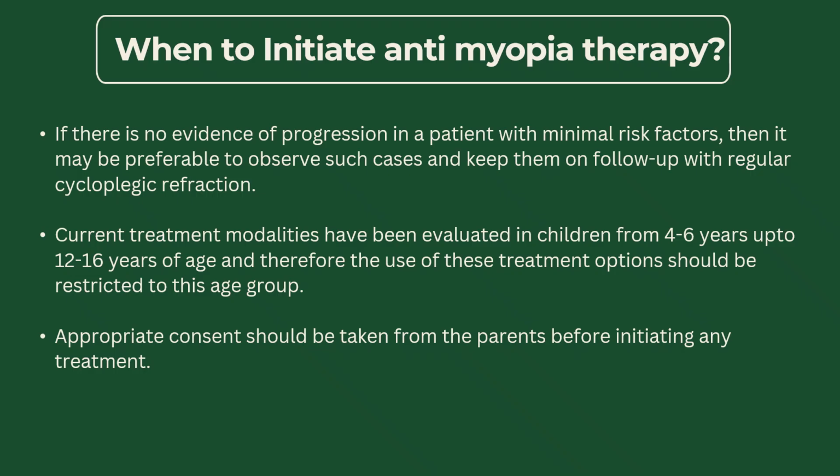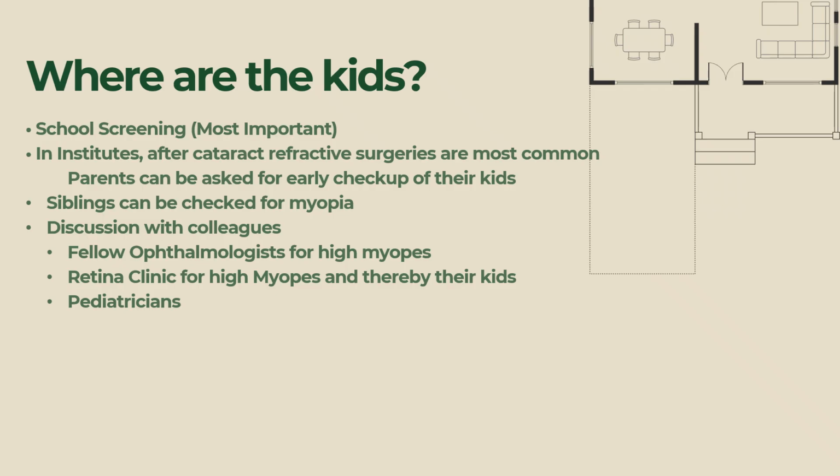Now, when we talk about starting anti-myopia therapy, we have to understand whether to start monotherapy in the beginning, or go with combination therapy, or think of triple therapy, depending on how quickly the patient is progressing, what is the change in axial length in the last 6 months, and how quickly the axial length is building up. Now, that brings us to one of the most important questions: how to get the patients.